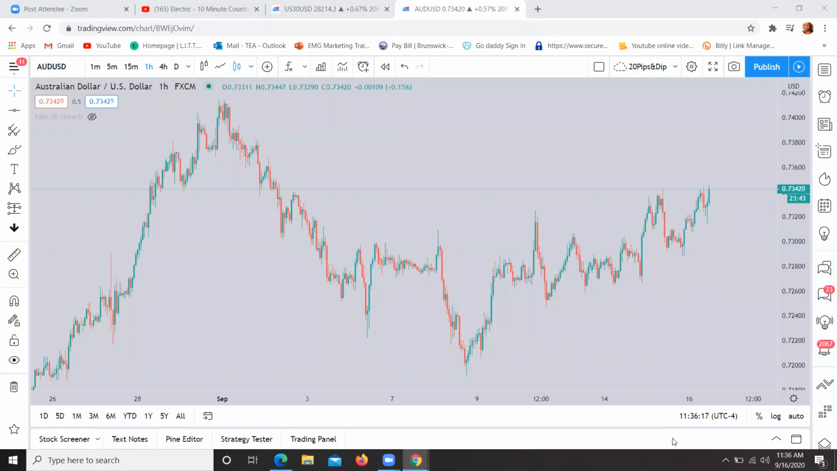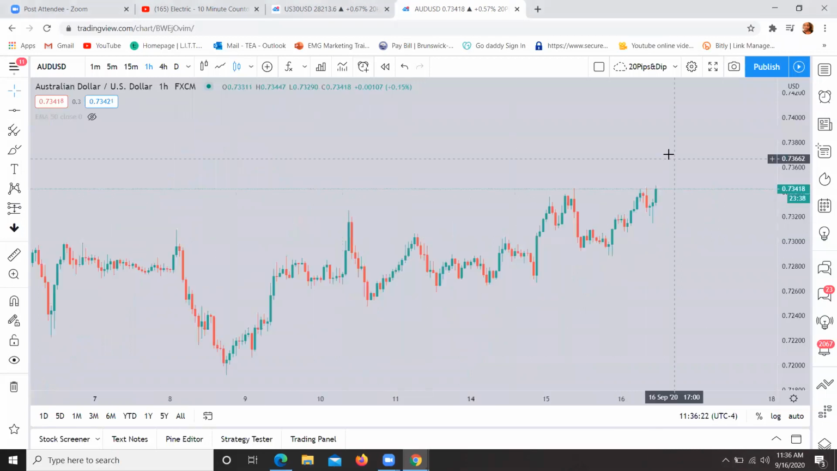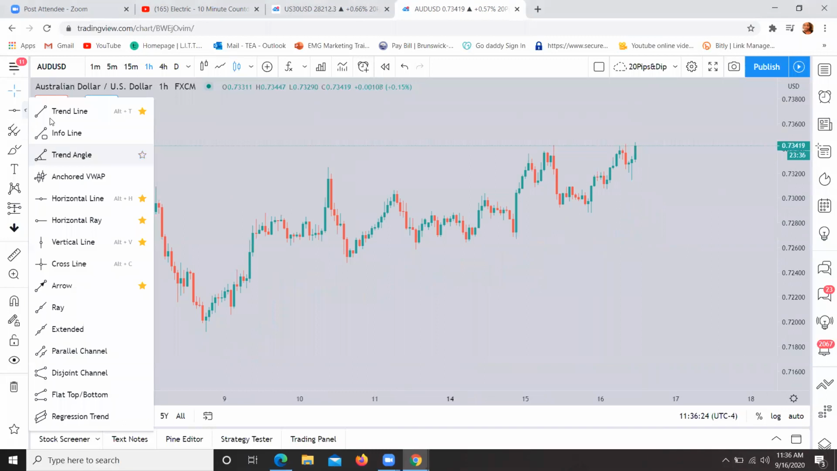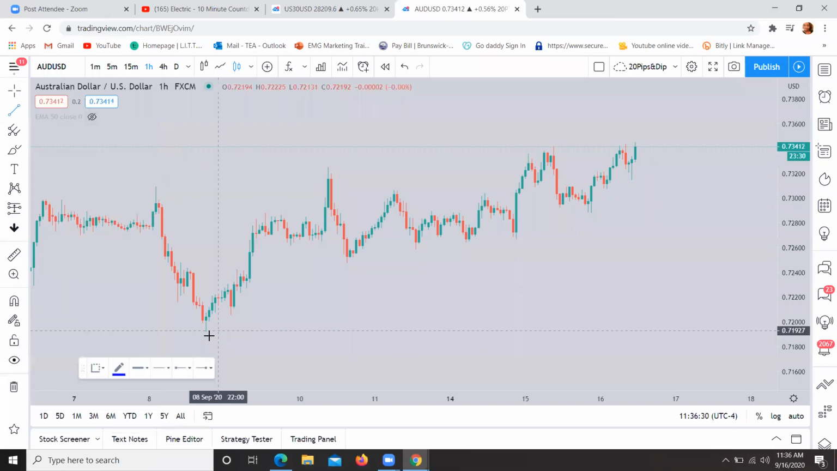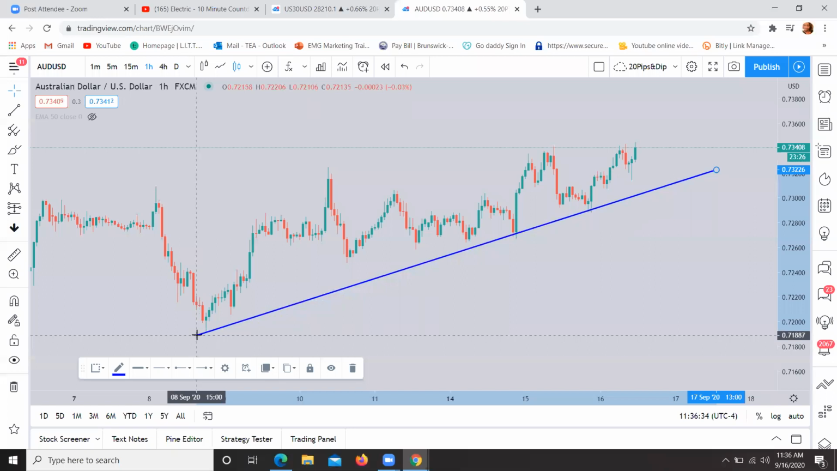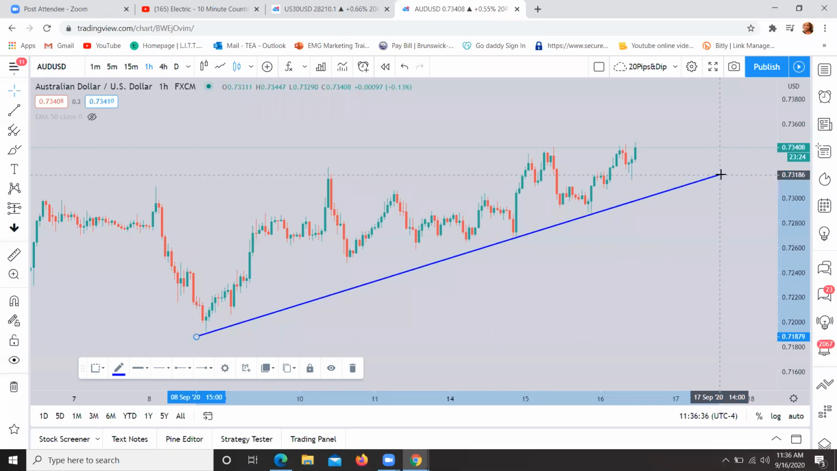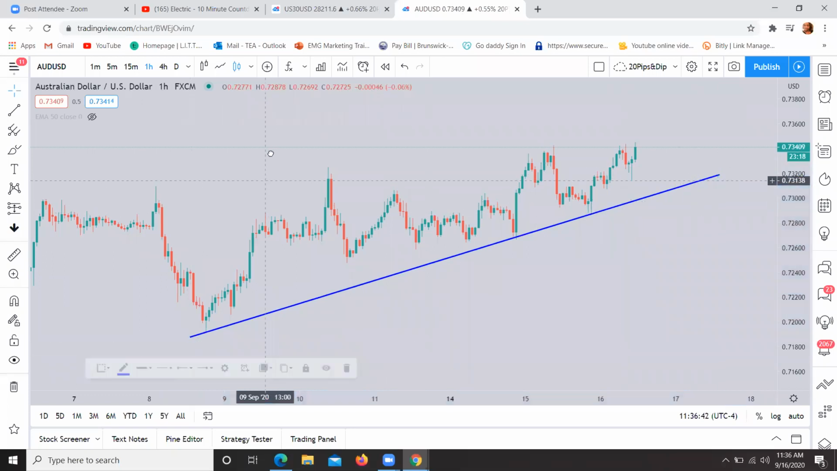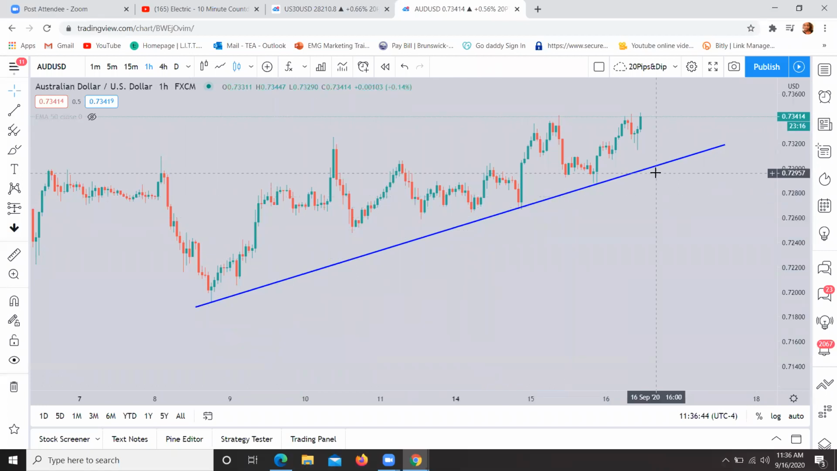Can you go over what entry points are? Yes. So let's talk about that. We're in an uptrend right now on the Australian dollar. One of the first things that I taught you guys last week, if you are brand new, was a trend line. A trend line is diagonal support and resistance.